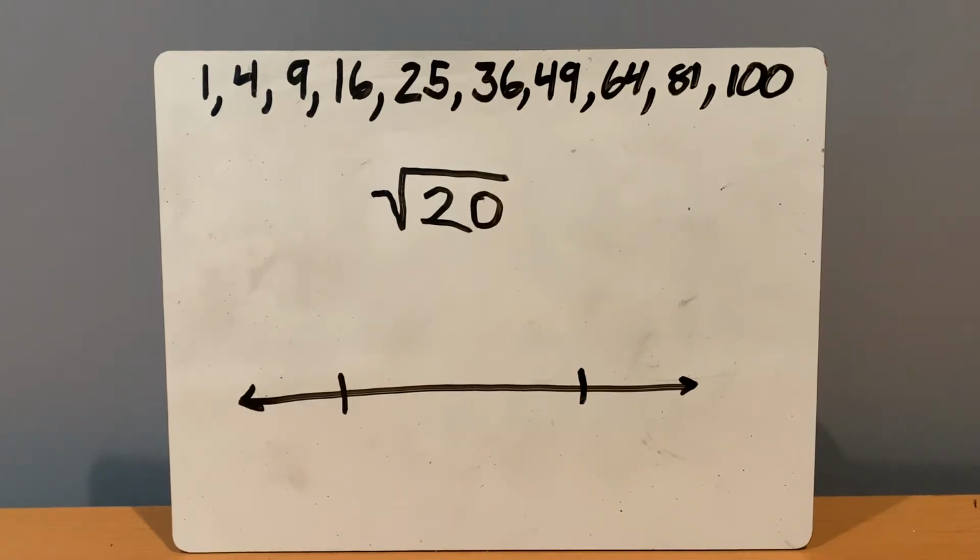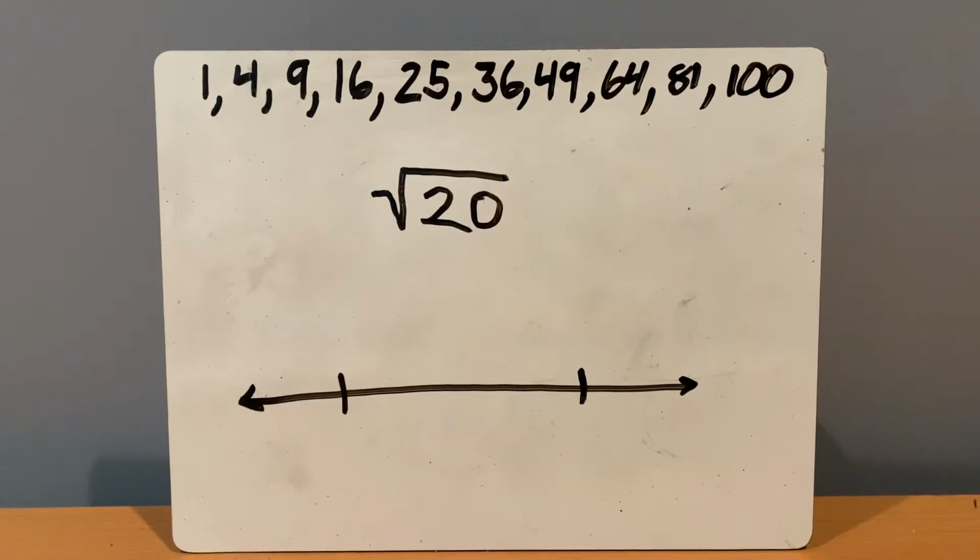In this lesson, we're going to talk about estimating square roots. Now, we've practiced finding square roots of numbers that are perfect squares. All of the numbers listed across the top of the whiteboard are perfect squares. In fact, those are the first 10 perfect squares. Now, in this lesson, we'll practice estimating the square root of numbers that are not perfect squares.